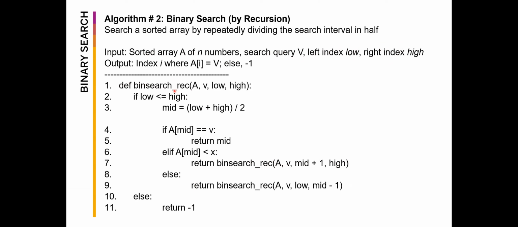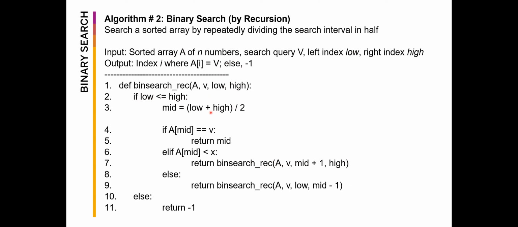This bin_search_rec method accepts the sorted array, the search query, and the intervals, the ends of the intervals in question. Instead of updating high and low manually, we will simply input the new values on the same function. If low is less than or equal to high, same recursive case as earlier in the while loop, as long as low is not higher than high, we repeat the process.